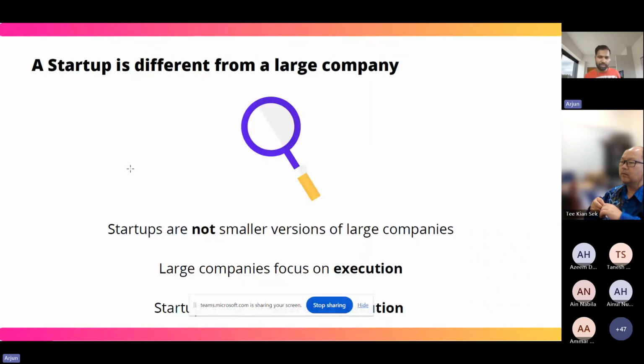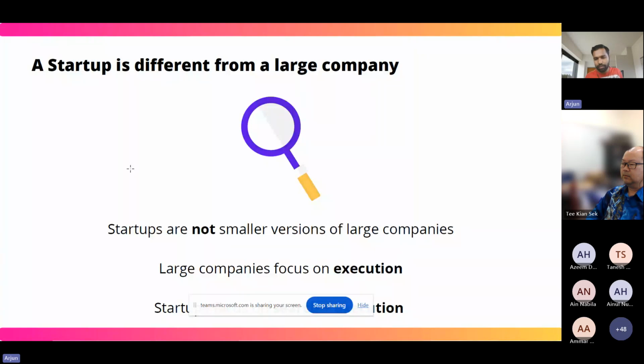Many people think that startups are smaller versions of larger companies. It's not like that. For example, if I start my own smartphone company, let's say the brand name is Arjun, and I want to come up with my own model of smartphones, I can't directly compare my company with Samsung or Apple or Nokia or Xiaomi or Oppo.